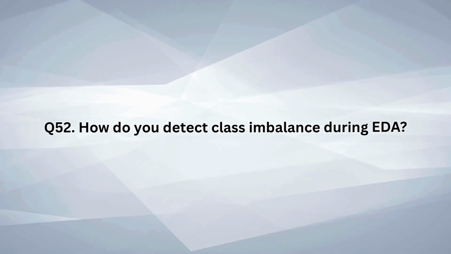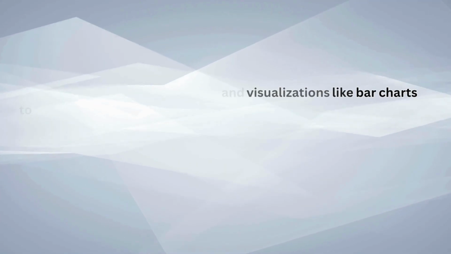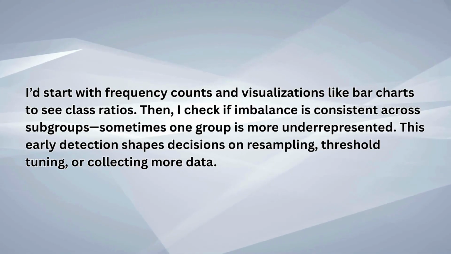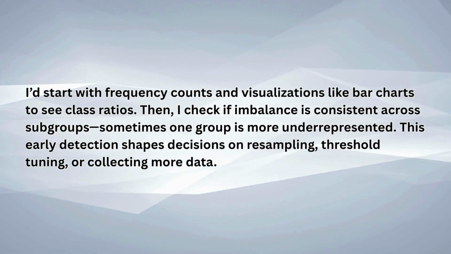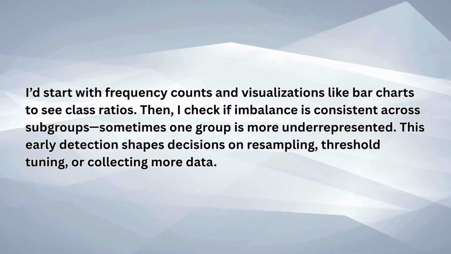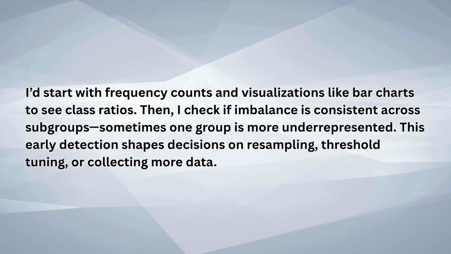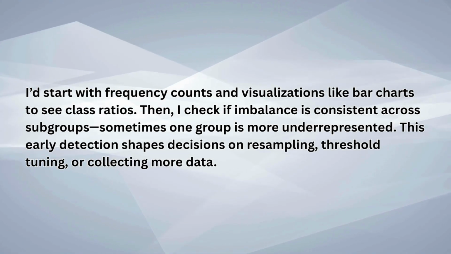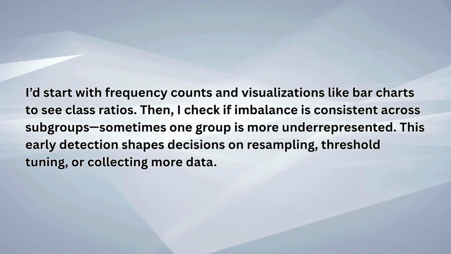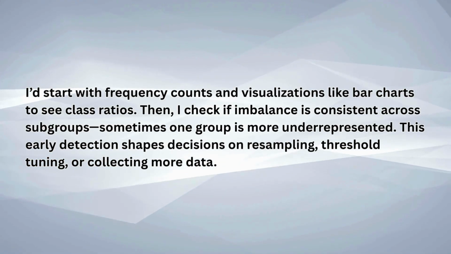How do you detect class imbalance during EDA? I'd start with frequency counts and visualizations like bar charts to see class ratios. Then I check if imbalance is consistent across subgroups. Sometimes one group is more underrepresented. This early detection shapes decisions on resampling, threshold tuning, or collecting more data.